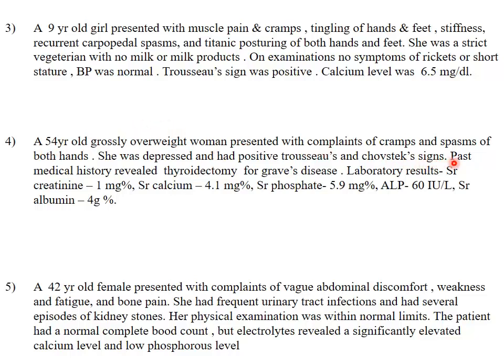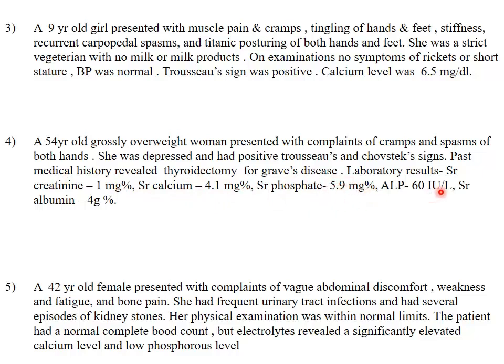Next. Number 3, a 9-year-old girl presented with muscle pain, cramps, tingling of hands, feet, stiffness, recurrent carpopedal spasm, and tetanic posturing of both hands and feet. She was a strict vegetarian with no milk or milk products. On examination, no symptom of rickets. BP was normal, Trousseau's sign positive, calcium is 6.5 mg per deciliter.